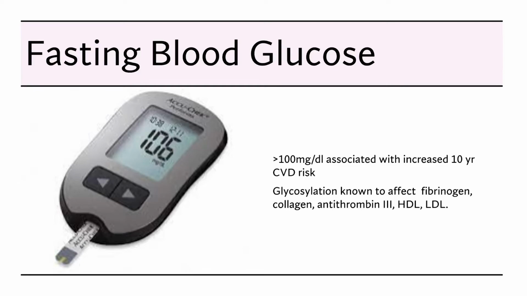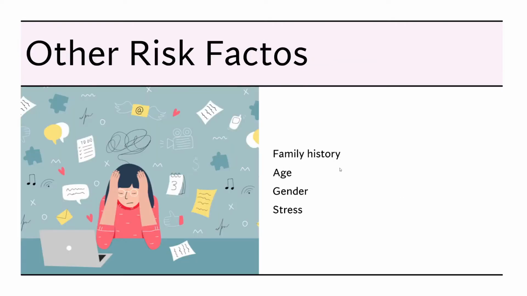So it turns out that sugar makes these things work against us. It makes fibrinogen better at clot formation. It makes collagen more brittle and more likely to rupture. It makes antithrombin less effective. It decreases HDL. It increases LDL's function. So sugar can bind to these things and harm us, and it's a risk factor. So fasting blood glucose is definitely a strong risk factor.